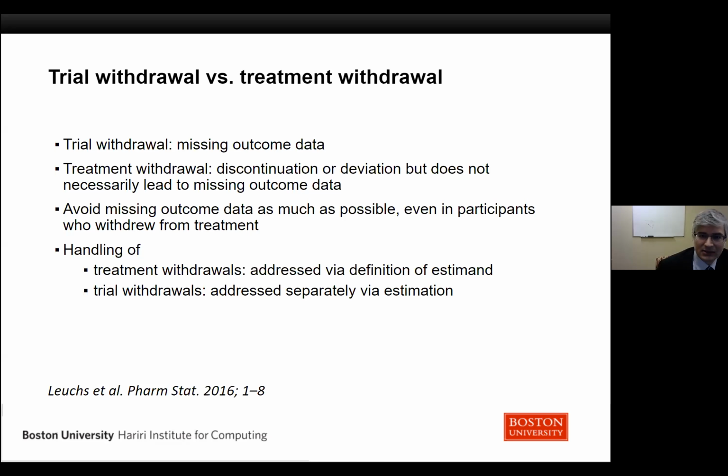So the intent is to keep collecting data, particularly the outcome, even if patients discontinue the treatment or deviate from the protocol. So I wanted to highlight this because then we can see that to handle treatment withdrawals, we can address it via the definition of our estimate, and to address trial withdrawals, we're going to address it separately through the estimation methods.